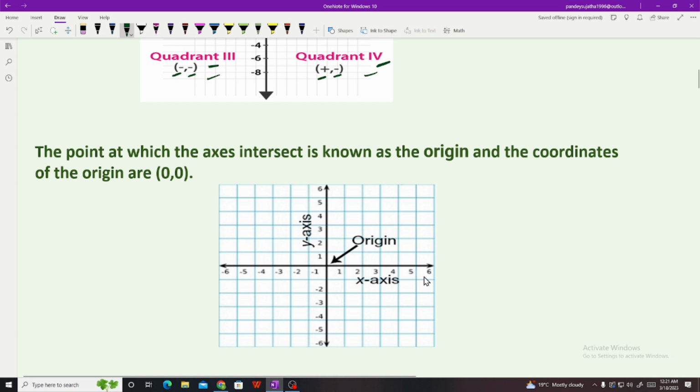The point at which the x-axis and y-axis intersect is called the origin, and the coordinates of this point will be 0 and 0 because this point is on the x-axis and the y-axis. So the x coordinate is 0 and the y coordinate is also 0. So the coordinates of the origin are 0 and 0.